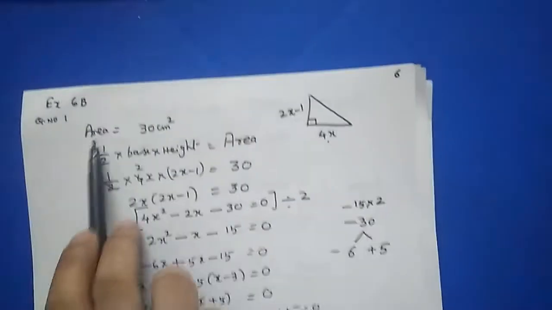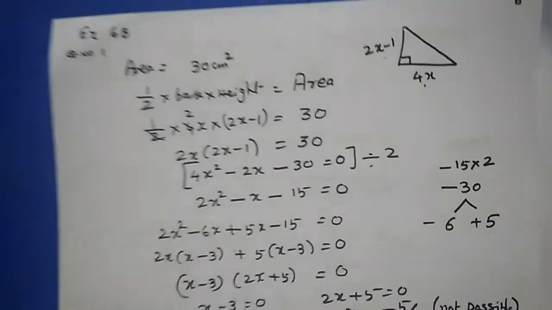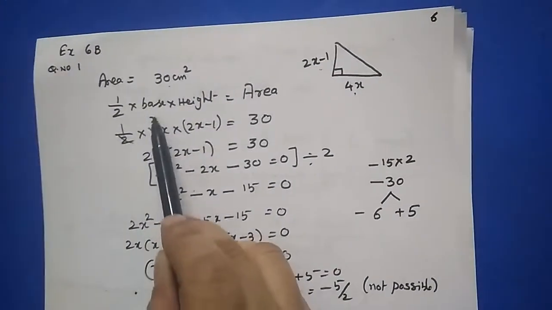The formula: area, 30 centimeter square, is given. So half into base into height is equal to area. Half into 4x into 2x minus 1 equals 30. Now you are taking half, and the 2 cancels.